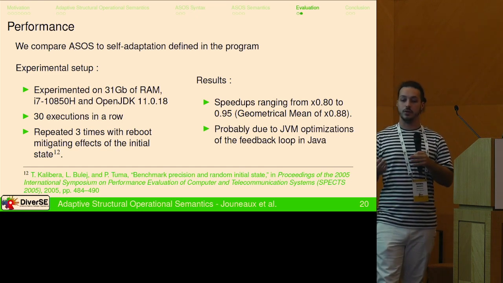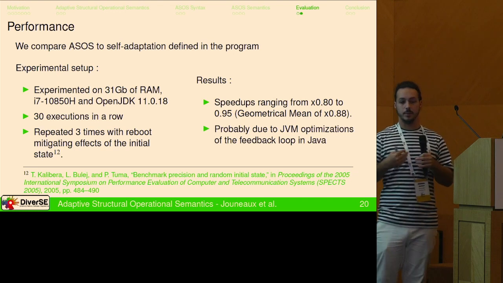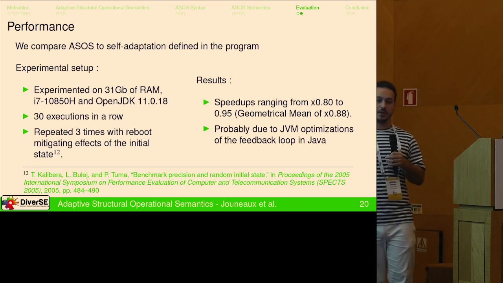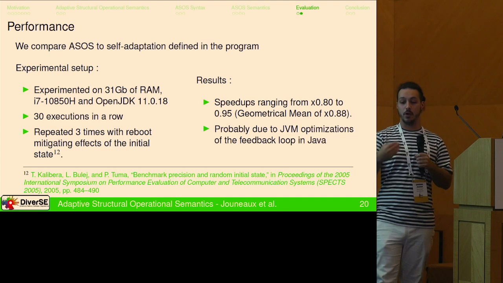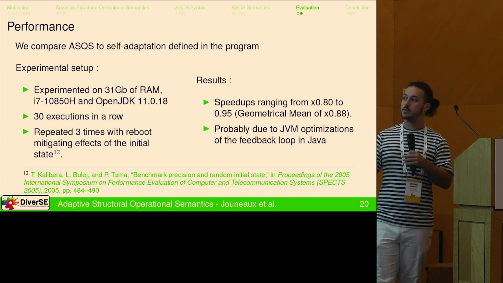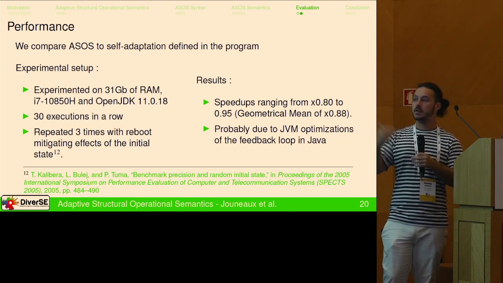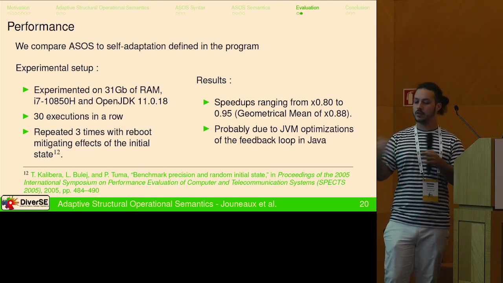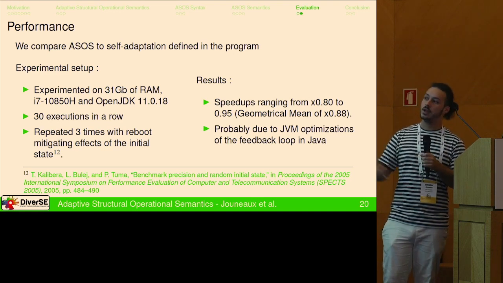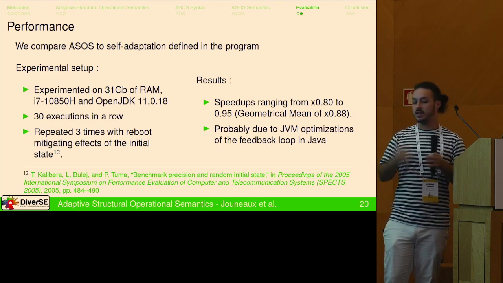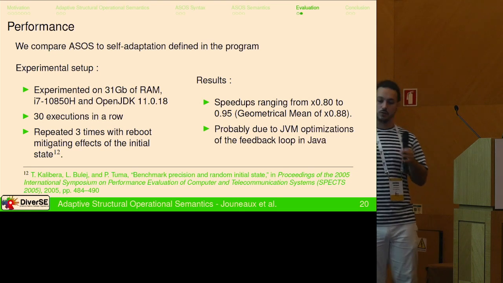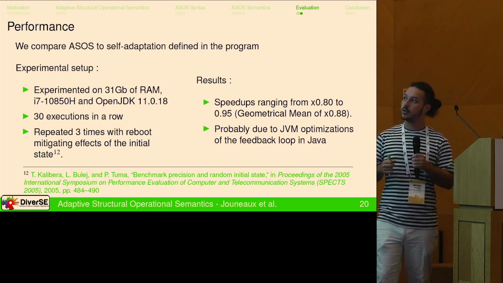And on the second experiment, we wanted to check the performance, compared to manually implementing the adaptation process inside the RobLANG program. So we made an experimental setup with a machine where we executed the experiment 30 times, 3 times with reboot, to mitigate the effect of the initial state and try to have a proper setup.